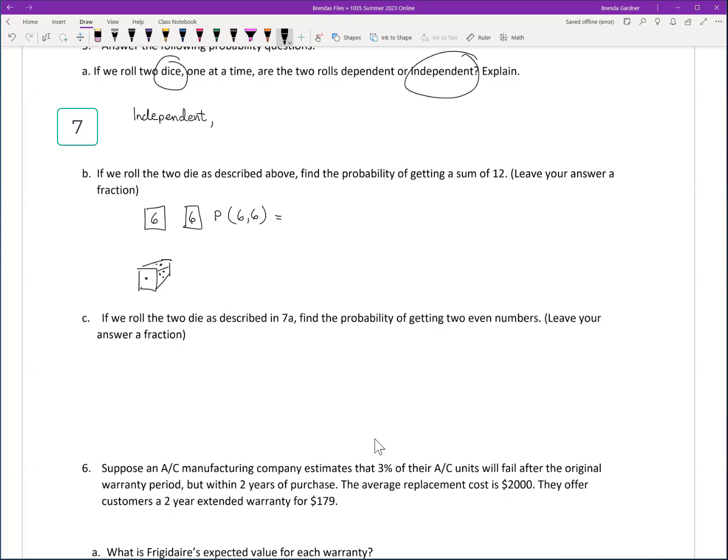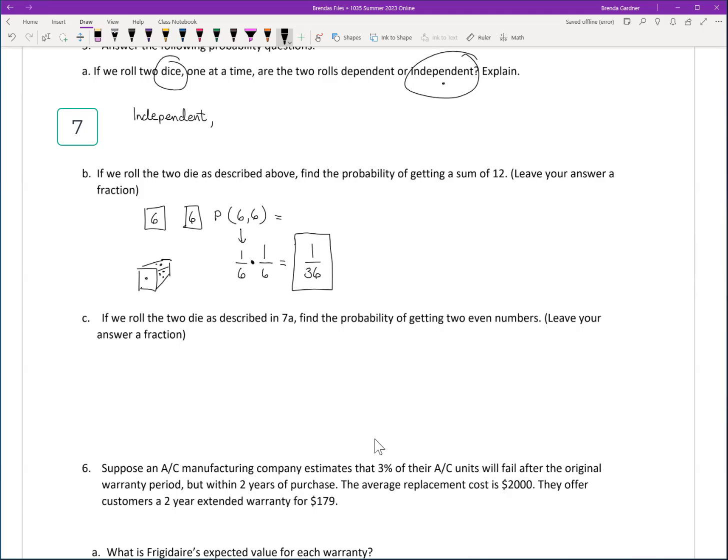So the probability of getting a 6 is 1 in 6. And we're going to multiply that, because it's independent, by the chance of getting another 6, which is 1 in 6. And so the probability of getting a sum of 12 would be 1 in only every 36 rolls, on average, by the law of large numbers.